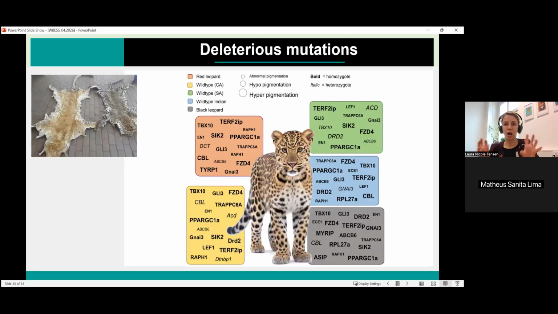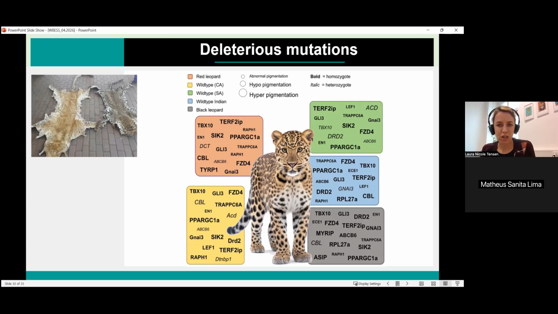So then we looked for all these high impact mutations in all our different leopards, so the red, the wild types, the Indian, and the black leopard. And what stands out perhaps is the TRP1 pops up, and in the black leopard, you can see the ASIP gene pop up. So these are the genes known to cause the color morphs. But we looked for all kinds of genes, so abnormal pigmentations, hypopigmentations, as well as hyperpigmentation. And we looked at whether they occur in homozygosity or heterozygosity.